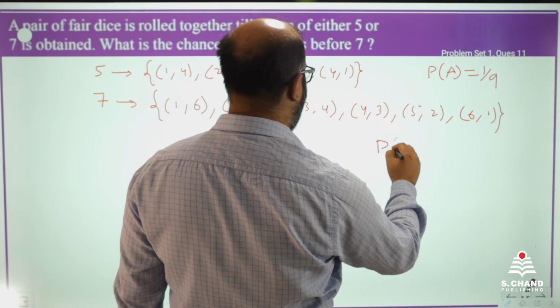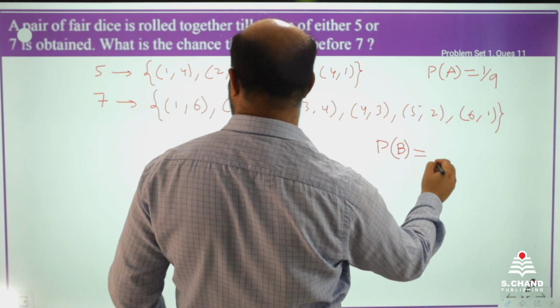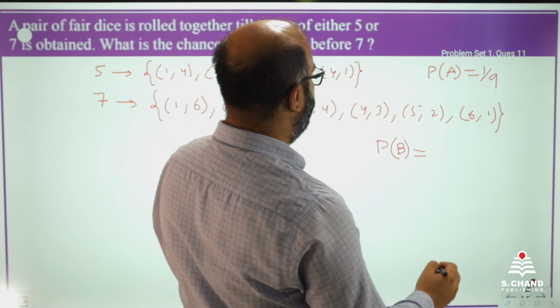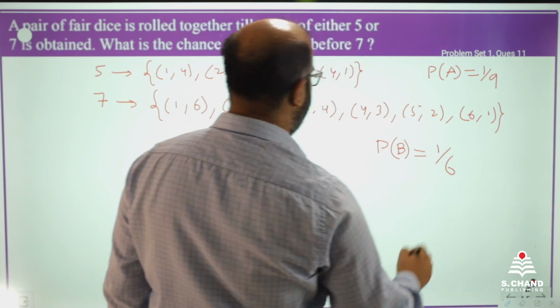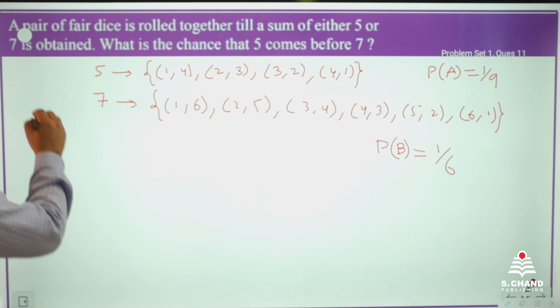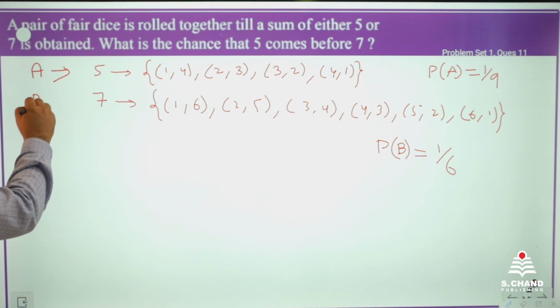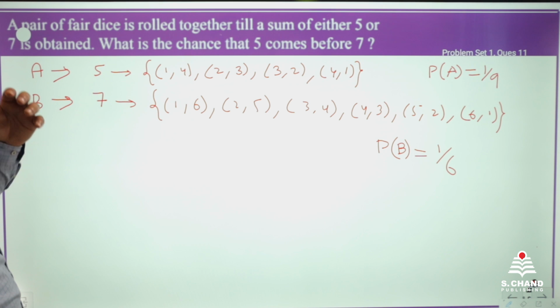And the probability of 7 to occur, probability of B, there are 6 elements. 6 by 36 is 1 by 6, like this. So this is A event, this is B event. Now what is the chance that 5 comes before 7?